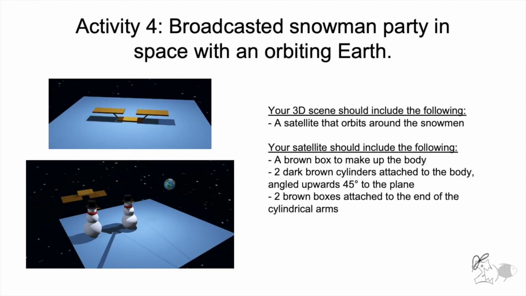So this time, all we're doing is adding in a satellite that orbits around the snowman. So the satellite should be made up of a brown box to make up the body, and then 2 dark brown cylinders attached to the body, angled upwards 45 degrees to the plane. Then, attached to these 2 cylinders should be 2 brown boxes, which make up the camera portion of the satellite. So again, pause the video, give the challenge a go, and then come back if you want to take up the answer.